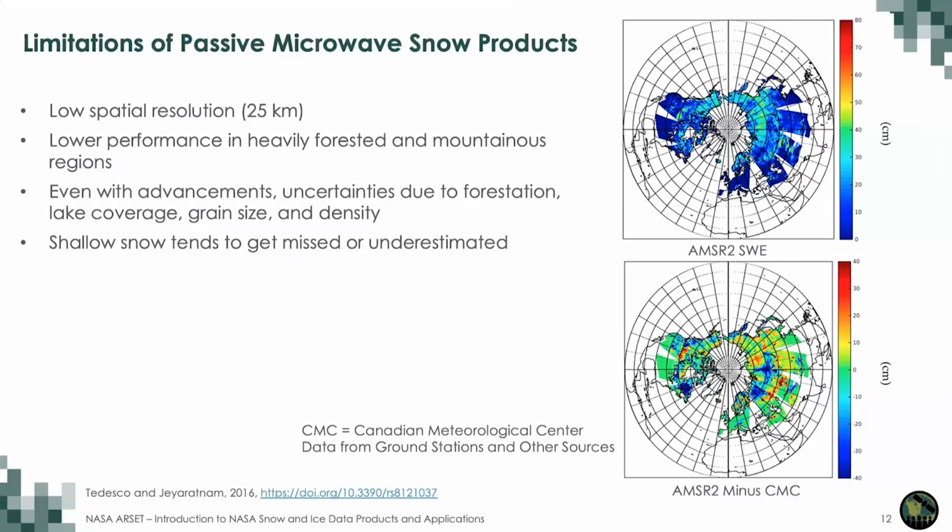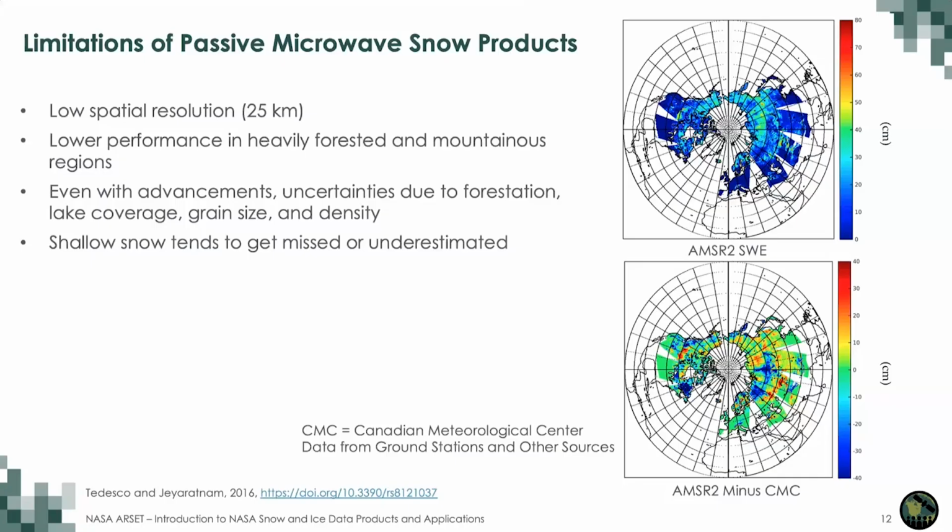That's a definite limit. You get lower performance in heavily forested areas because the forested areas also scatter and attenuate the emission, so you lose energy in forested areas, and then mountainous regions as well. Some of that is related to the low spatial resolution. You've got high terrain and high variability in the terrain, and at 25 kilometers you really miss that, so it's really hard to interpret and get good retrievals from passive microwave in mountainous regions.